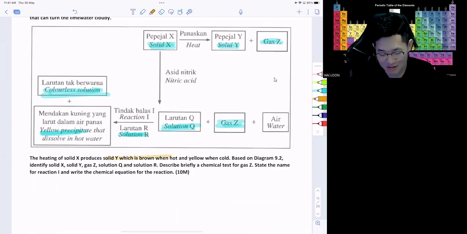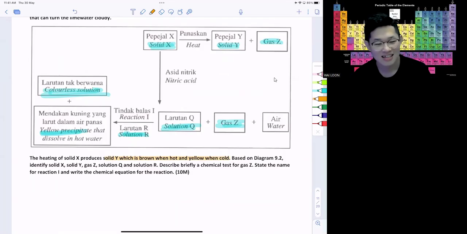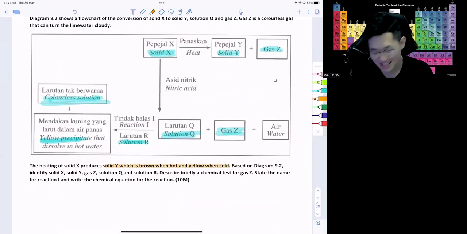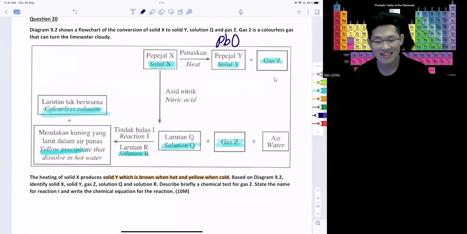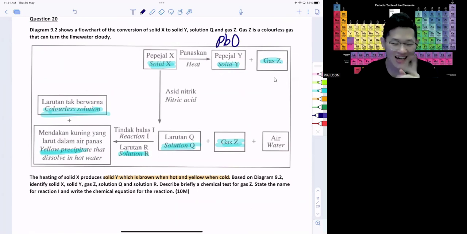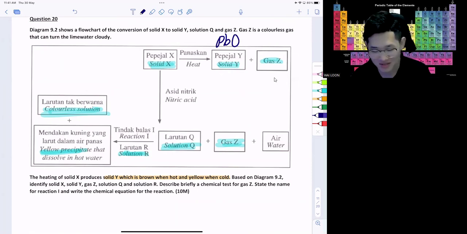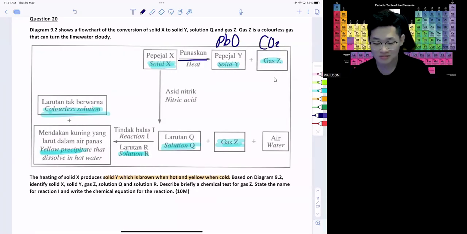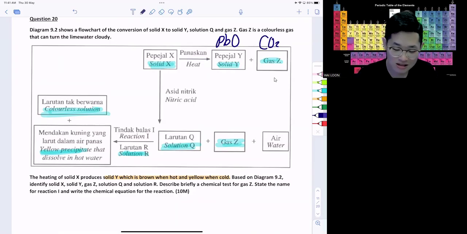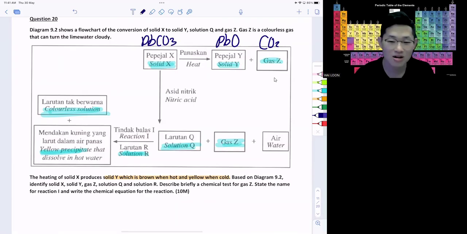Okay, so solid Y is brown when hot, yellow when cold. Yellow when hot, white when cold is PbO. Yeah, brown when hot, yellow when cold is PbO. Okay, then we can see it produces one gas. One gas is CO2. PbO and CO2, PbCO3.